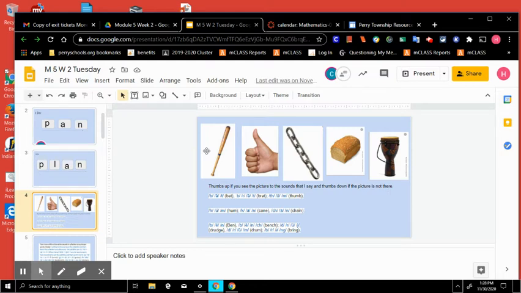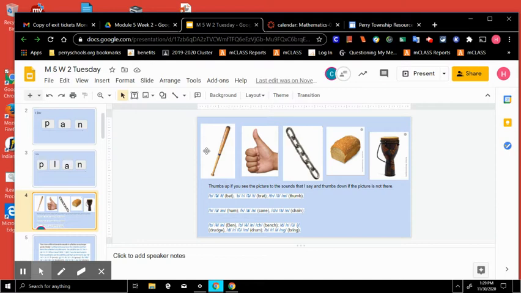What if I said... Pause your computer and point to the picture. Do you see a... We'll do a couple more. Ing. What is that word? Pause your computer and tell somebody sitting next to you what that word is. Ing. And do you see a picture of that?